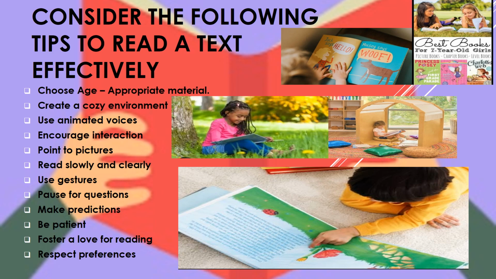So the next one is point to pictures. Always show the child. Point to the picture. For younger children, point to pictures and describe them to enhance their understanding. Read slowly and clearly. Enunciate words clearly and read at a pace that allows the child to follow along.